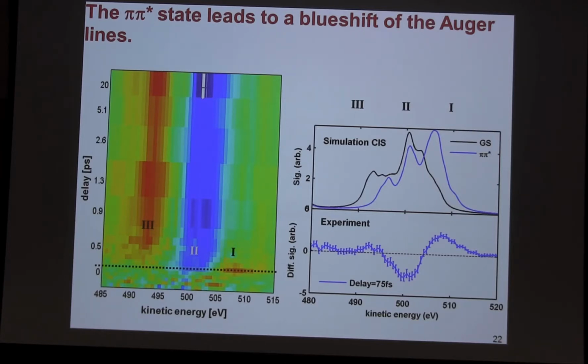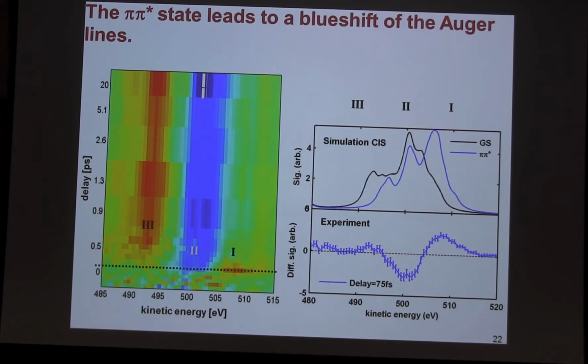Now the question is, can we find out by theory if we have a good angle on this? So I show you on the top the calculated ground state Auger spectrum and the Auger spectrum of the initially pi star excited state. You can see that the pi star Auger spectrum is blue shifted with respect to the ground state. When I now do the difference spectrum, UV on minus UV off, I get a flip, and indeed I can see that I get positive difference signal in region number 1 and negative difference signal in region number 2.